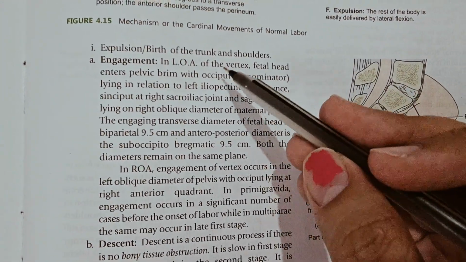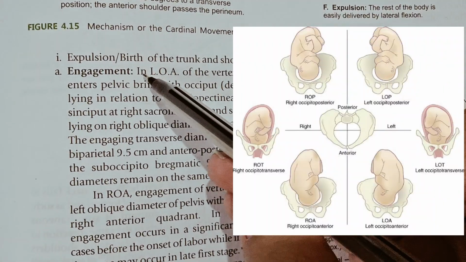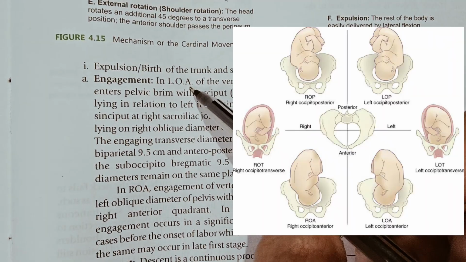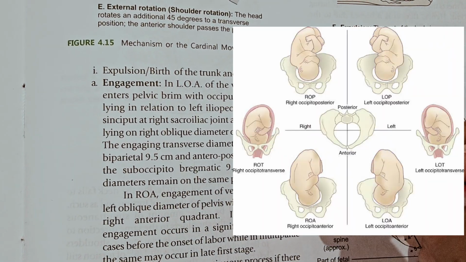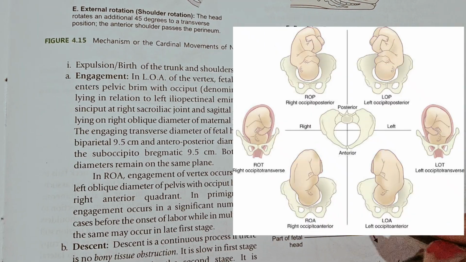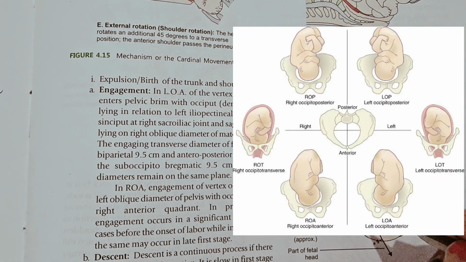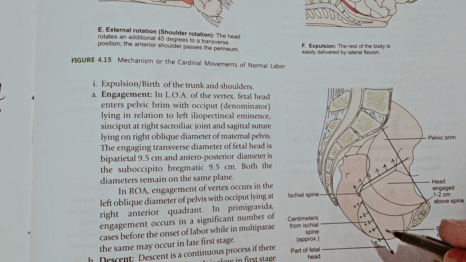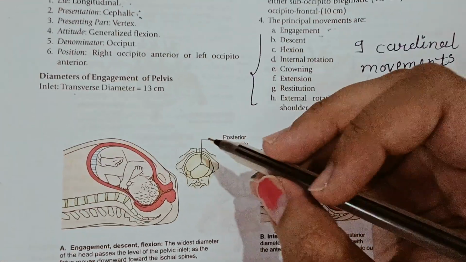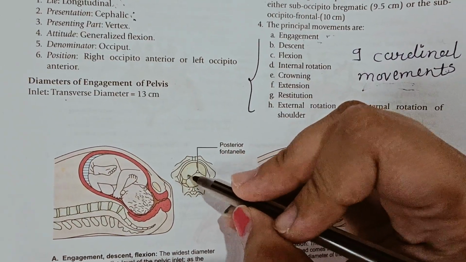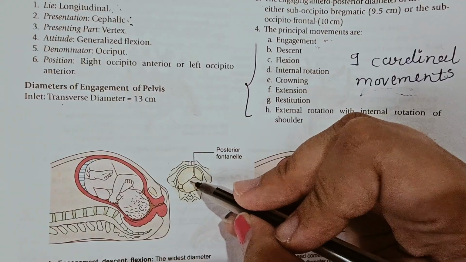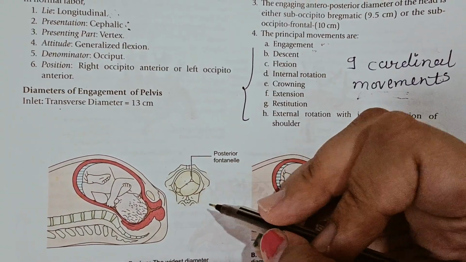So what happens in engagement? Now see, there is an abbreviation LOA, which means left occiput anterior. As I told you before, in normal labor, the presentation is cephalic and the presenting part is the vertex. Cephalo means head, vertex means the topmost part, the pinnacle part of the parietal bones. These two are the parietal bones, and this one is the sagittal suture. This topmost part is called the vertex.